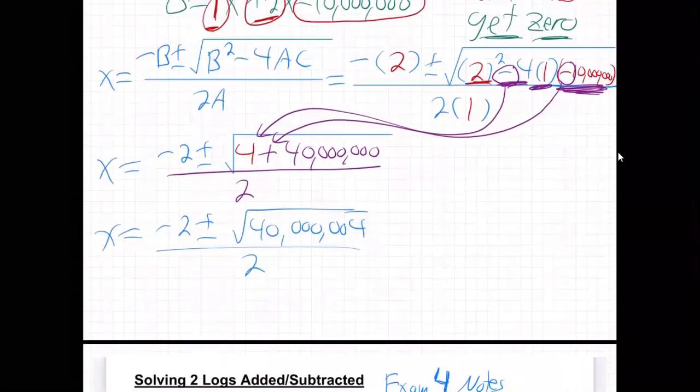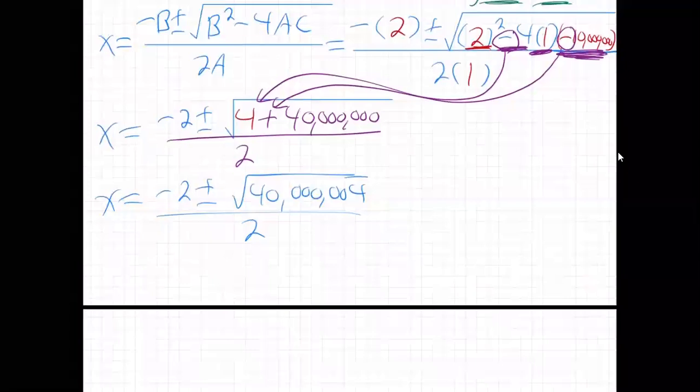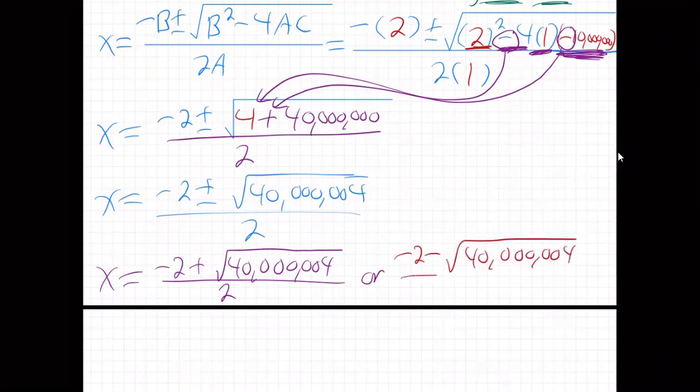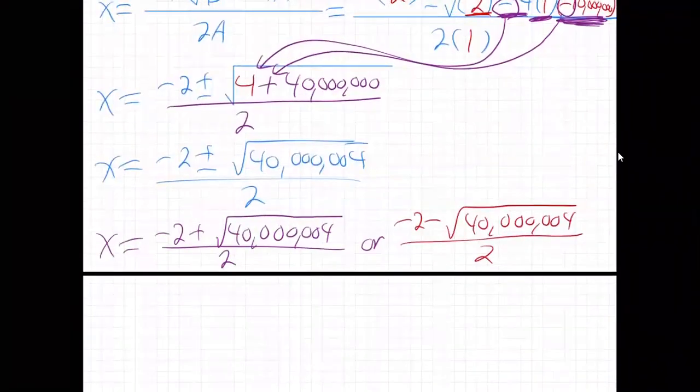Okay, and so now we're almost there. I promise we're close. So now it's x is minus 2 plus the square root of 40,000,004 all over 2. Or the other option, minus 2 minus the square root of 40,000,004 all over 2. So we got to do those two different answers. So use your calculator at this point. Now remember, when you're going to do this on your calculator, you got to parenthesize the numerators. Why? Because there's more than one item in the numerator. So whenever we use our calculator with a fraction, if the top or the bottom has more than one thing in it, we got to parenthesize it.